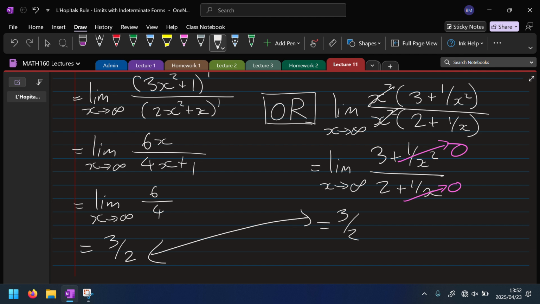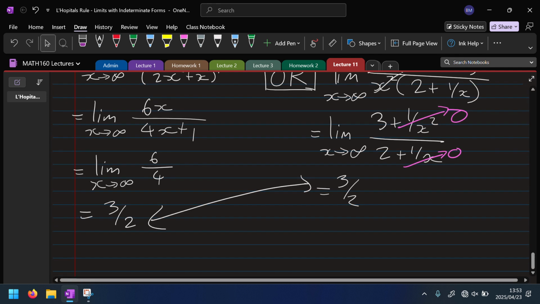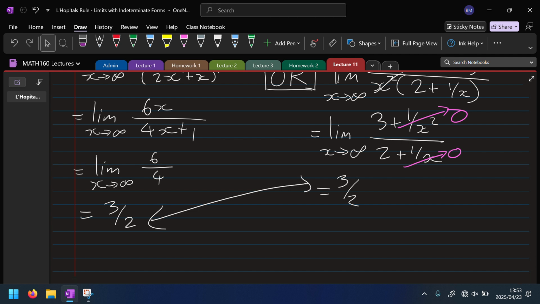So for some of these limit problems, there's multiple ways of solving them. You can use our limit laws like we have on the right, or you can use L'Hopital's rule like we have on the left. You get the same answer. Any questions on this? All good. Okay. Always keep in mind when you can do things multiple ways. If you forget the one way, at least you can do the other way. If you forget both ways, then you're stuck.